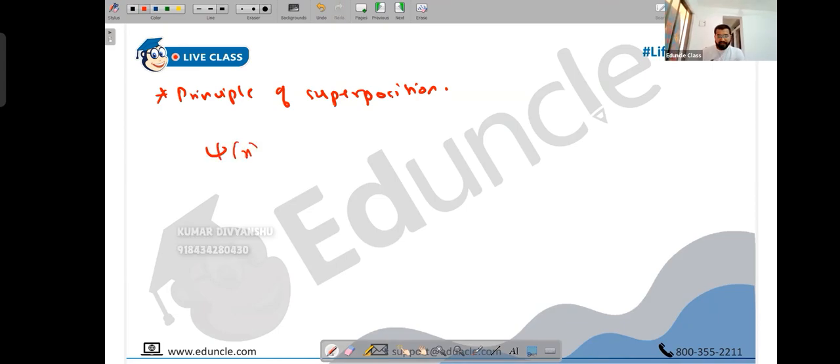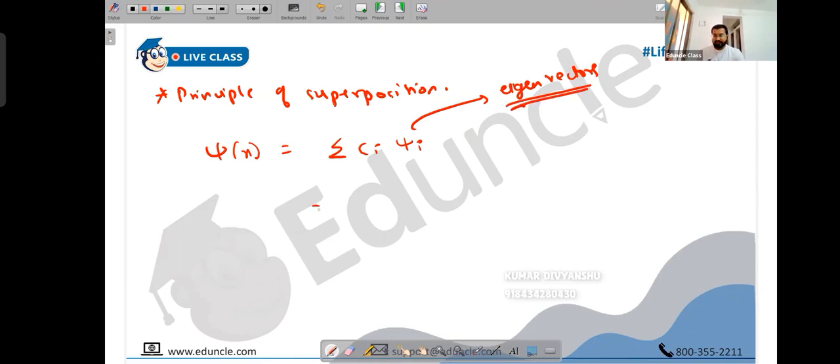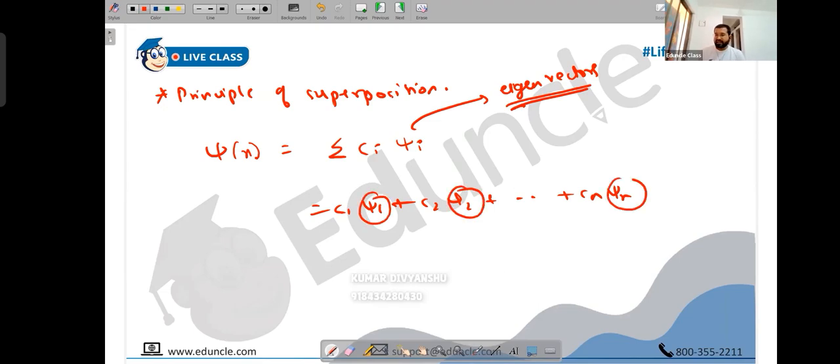Like you can write a wave function psi(x) as a linear combination of many other psi_i. And all these psi_i are nothing but eigenvectors. So it's a linear combination of all the eigenvectors. Simple. You can write this as C1 psi 1 plus C2 psi 2 plus Cn psi n. So this is nothing but the principle of superposition. If you have wave functions psi 1, psi 2, psi n, and they interfere with each other, then you can get another wave function psi p. That's nothing but the principle of superposition. Make a note.